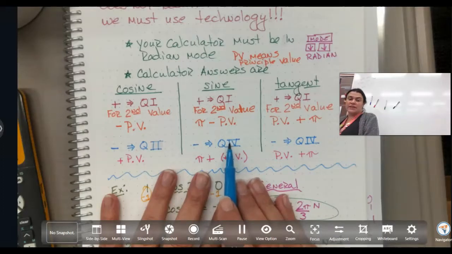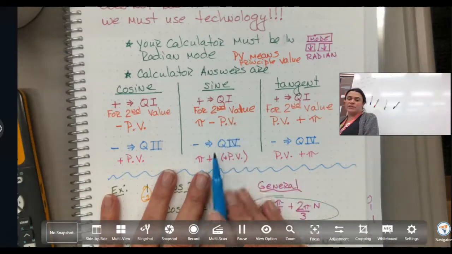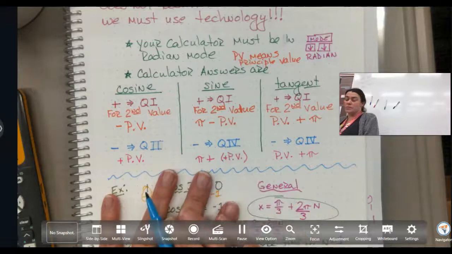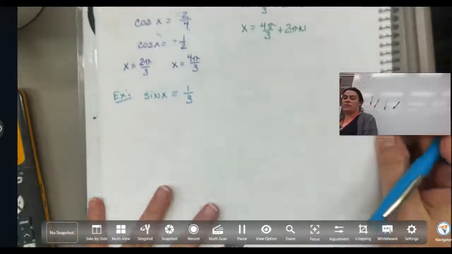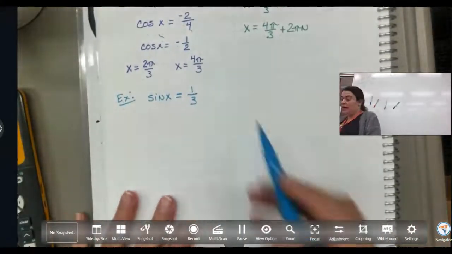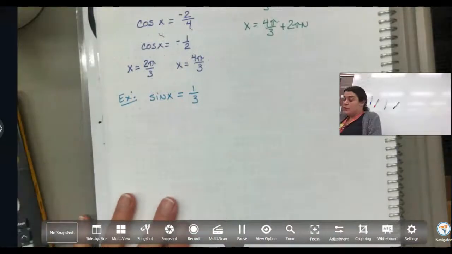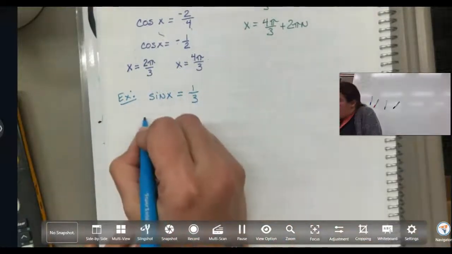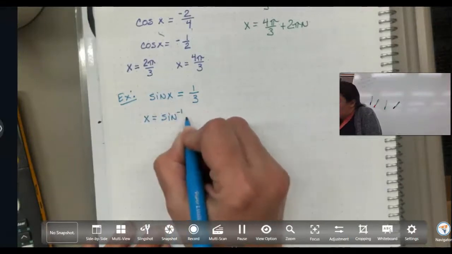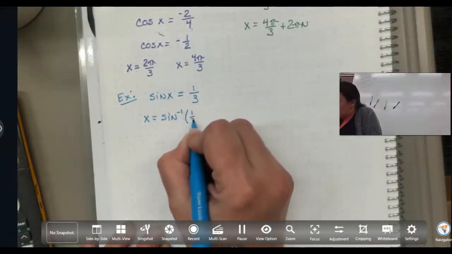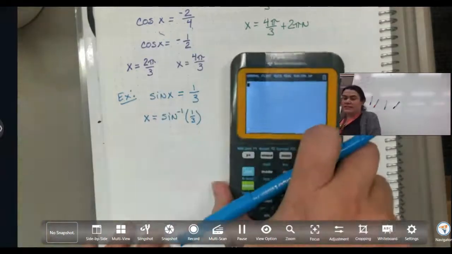My job to get the other values is to either take pi minus the principal value or pi plus the principal value, depending on what I get. So I'm going to come over here. Sine x equals 1/3 is never on the unit circle. So I'm going to write this down as x equals inverse sine of 1/3. That's what I get to type in.